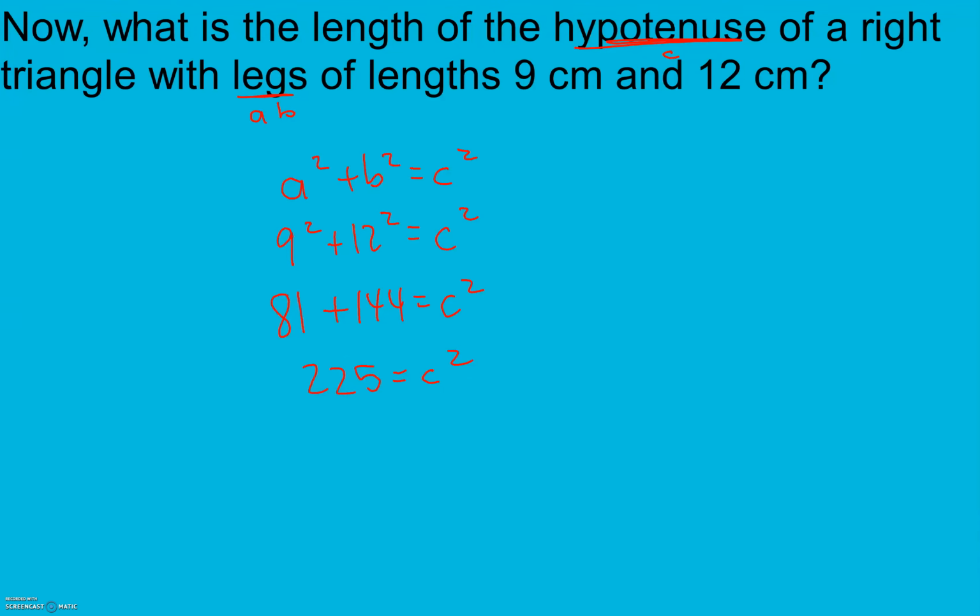And when I take the square root to get rid of my square and get my c completely by itself, I get 15 equals c. Usually when we take the square root, we do plus or minus, but here we're talking about a distance. So 15 centimeters is my answer, not plus or minus 15.